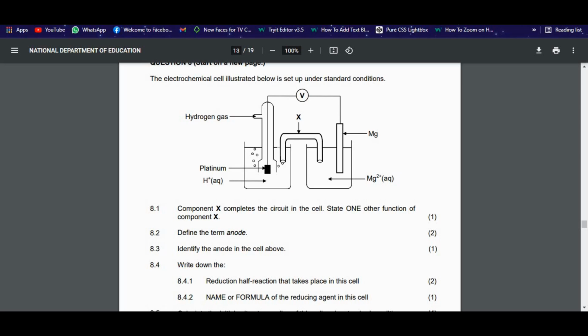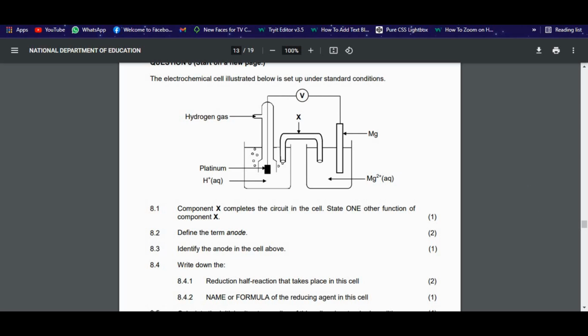We need to know more than one function, because what happens if you only memorize that it completes the circuit? They've given you that already. You can't state that as an answer, so you lose 1 mark. You're already on -1, so you've got 13 marks left to make up. You don't want to put yourself in that predicament.